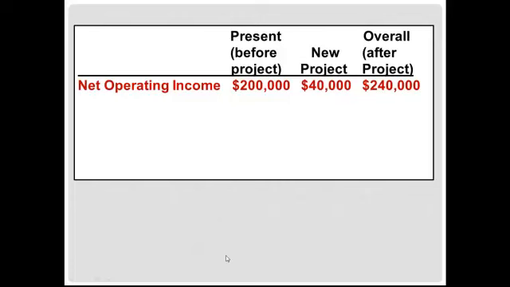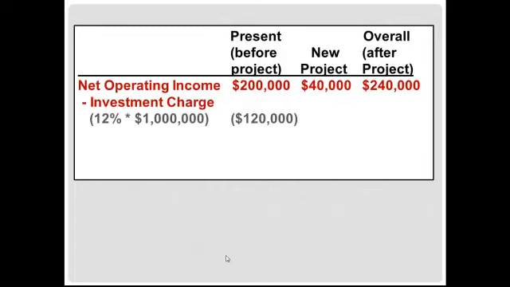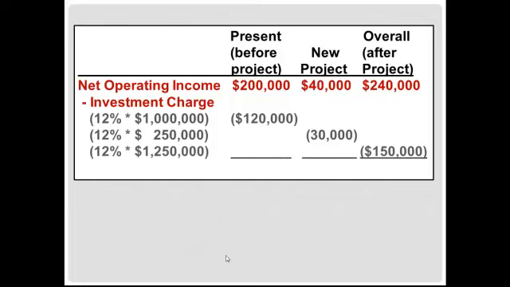Now let's compute the investment charge. This investment charge is the minimum ROI of 12% times the average operating assets. So before we take on the new project, we had $1 million in assets for this Division A, so they were expected to earn $120,000 in income. That's the investment charge or minimum income they have to earn. The new project will require an investment of $250,000, so the investment charge is $30,000. And then, of course, after the project, your investment charge would be $150,000. That's 12% of $1,250,000.